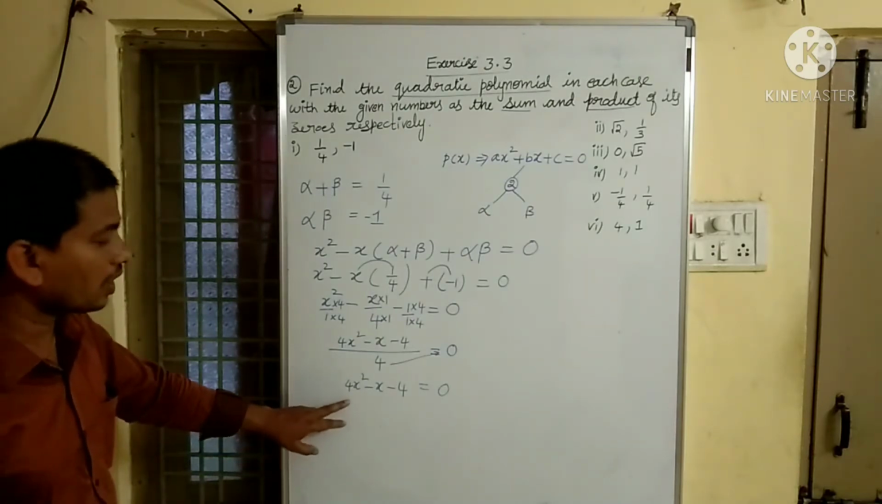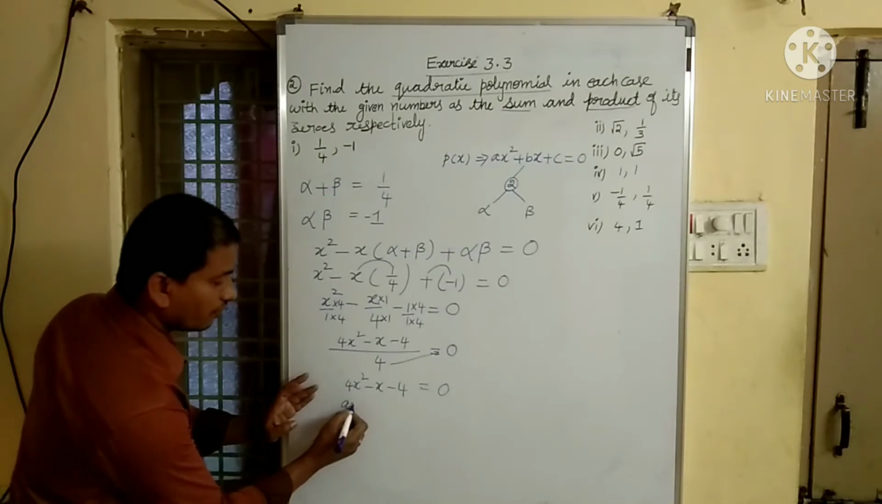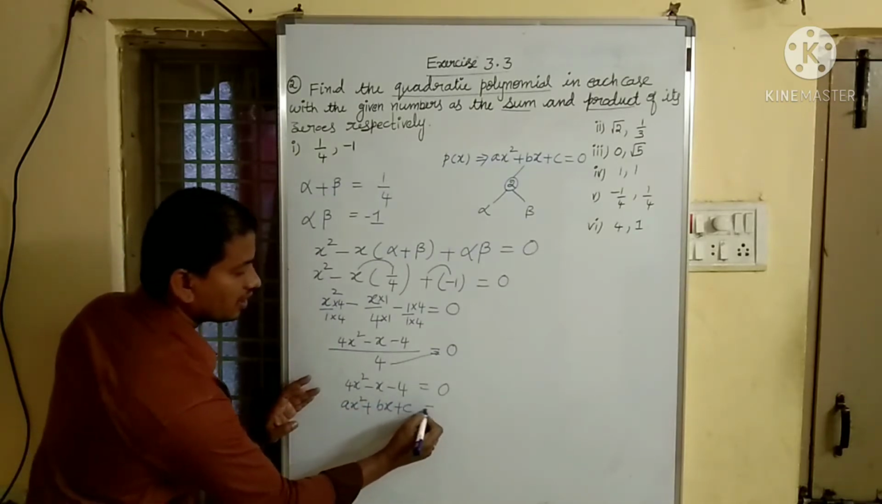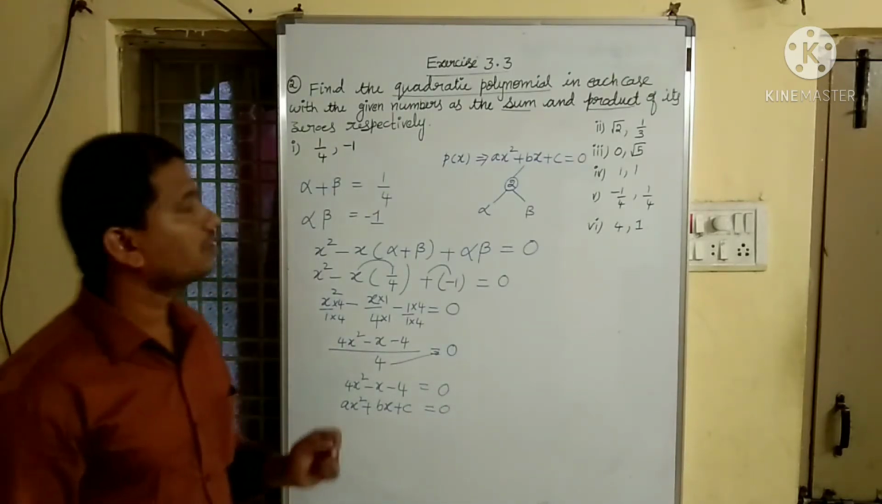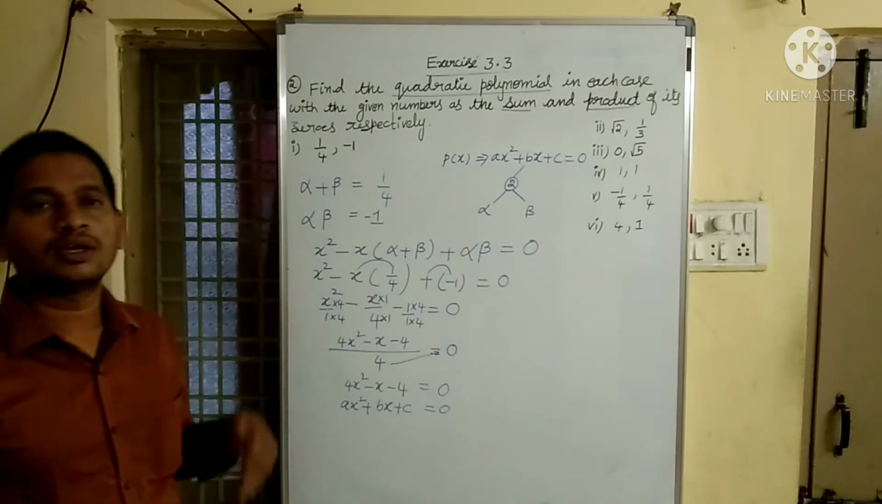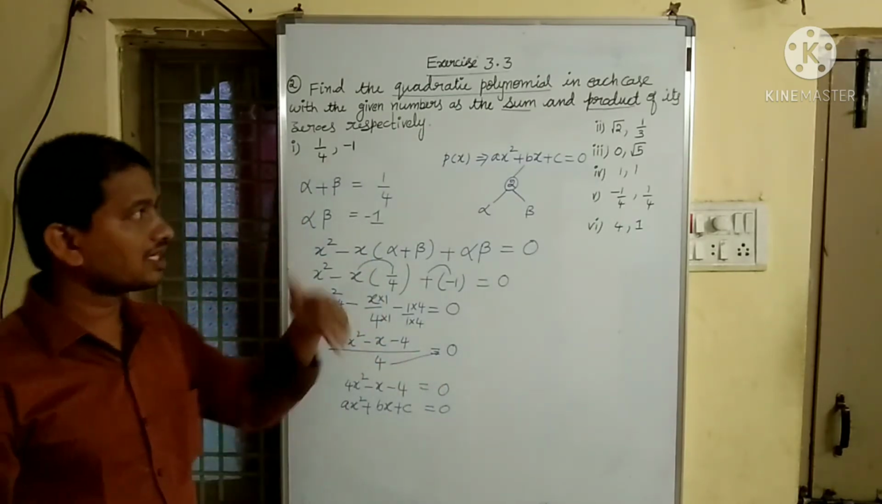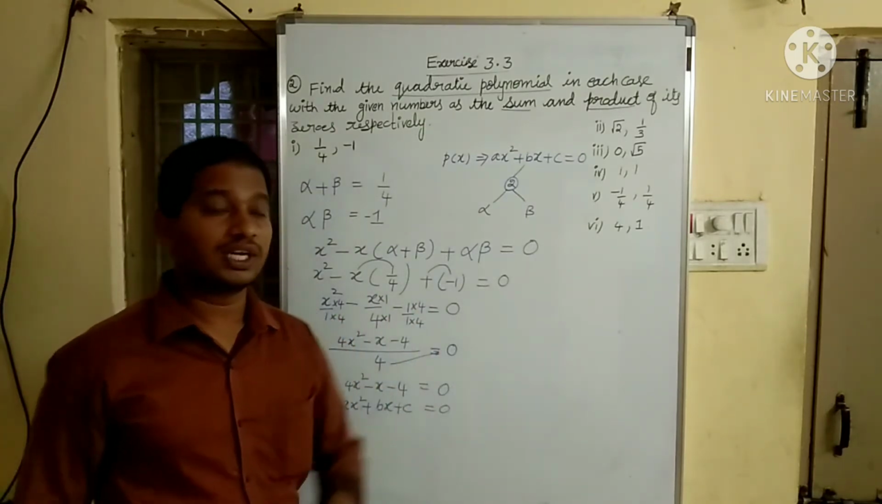See, we got a quadratic polynomial. You can also see this is in the form of ax² + bx + c = 0. Got it? Understood how to make a quadratic polynomial with the given numbers as sum and product. Okay? Let us explain one more question, the second one, so that you will understand more clearly.